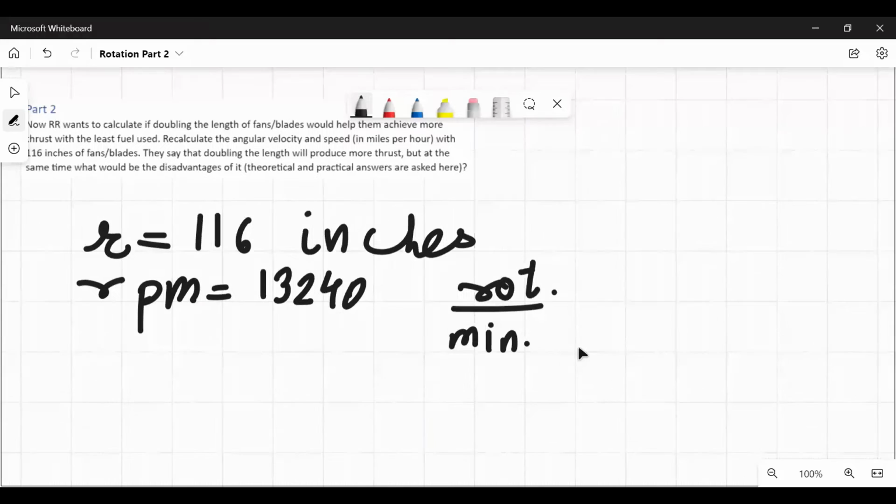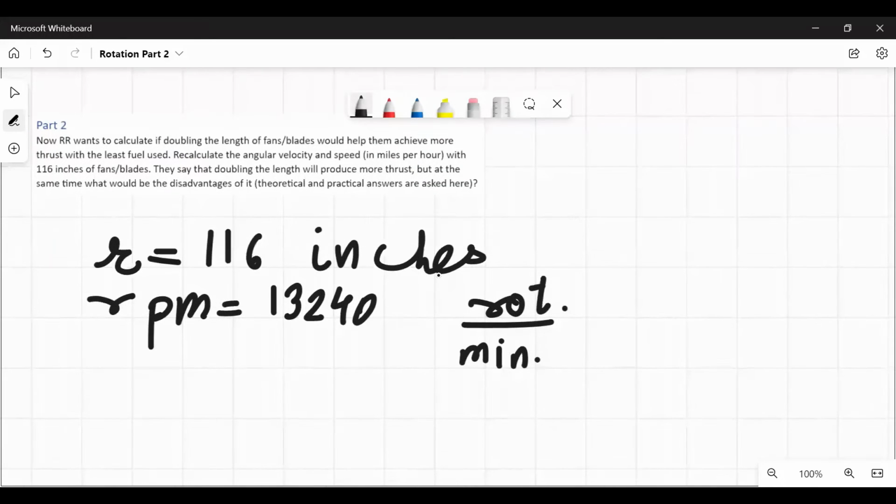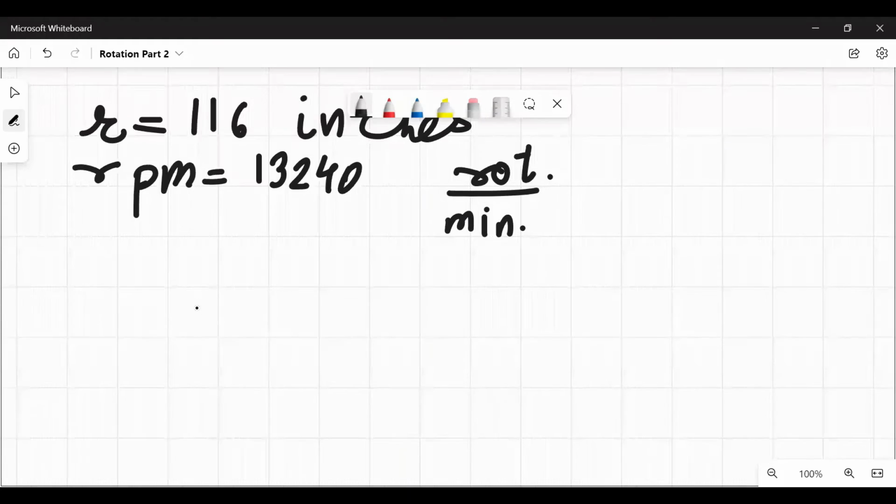Alright, now what they want to find is if doubling the length would help them achieve more. So we are pretty much going to find what is the change from the original one and after doubling the length in angular velocity and speed. So we are going to do the same thing.